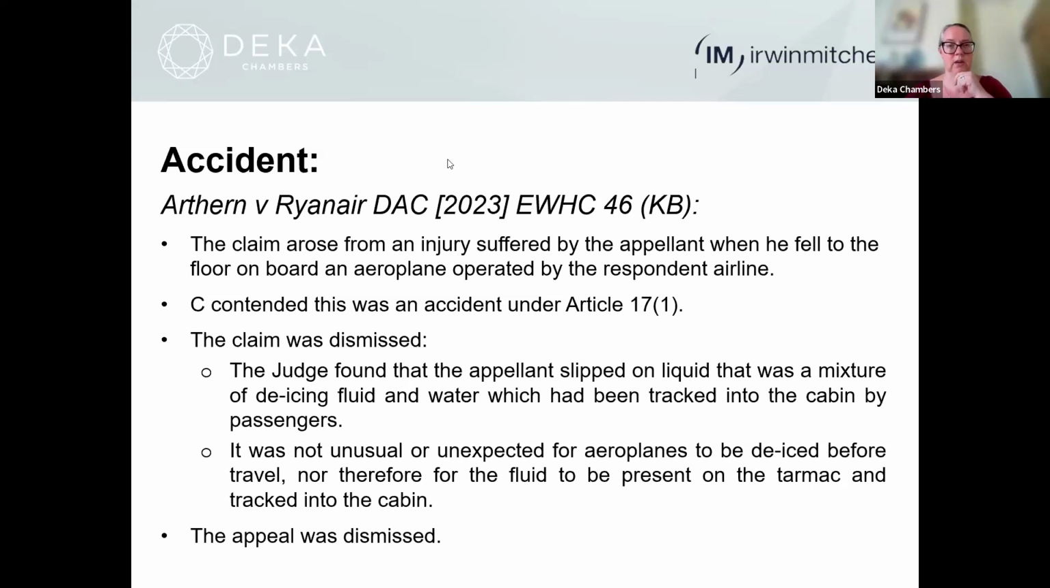We've got a question on JR, or on Arthurn rather: does it not seem the judges at both levels disregarded the actual evidence in Arthurn? It wasn't unexpected for some water to be in the cabin, but if there was some, it dried up very quickly. The evidence was it was a very large amount of water and it did not dry like it normally does. So the answer to that was that the reason the water didn't dry in the way that it usually does was that it was mixed with de-icer. So it was a sort of greasy residue.